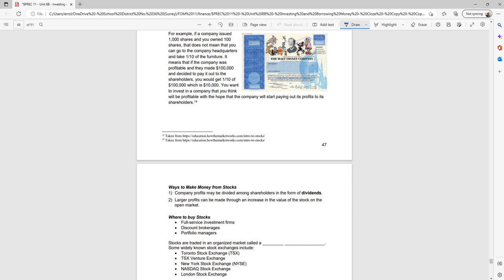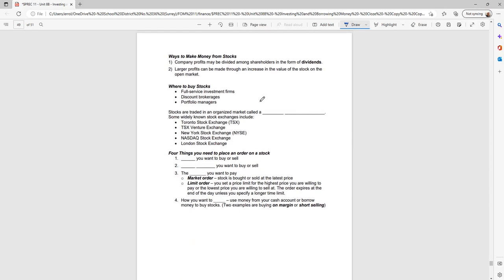So here it says, ways to make money from stocks. Company profits may be divided among shareholders in the form of dividends, and larger profits can be made through an increase in the value of the stock on the open market. So if the value of the actual stock increases, your wealth also increases. Now, where can you buy stocks? Most people buy them from full investment firms. That includes banks, typically banks, discount brokerages, or portfolio managers.